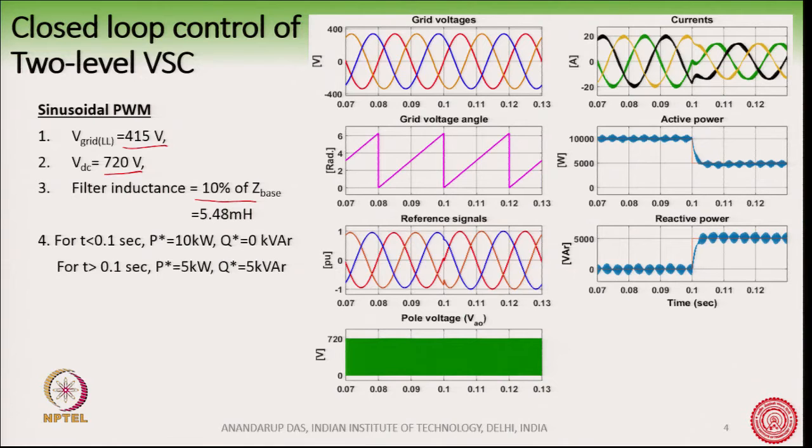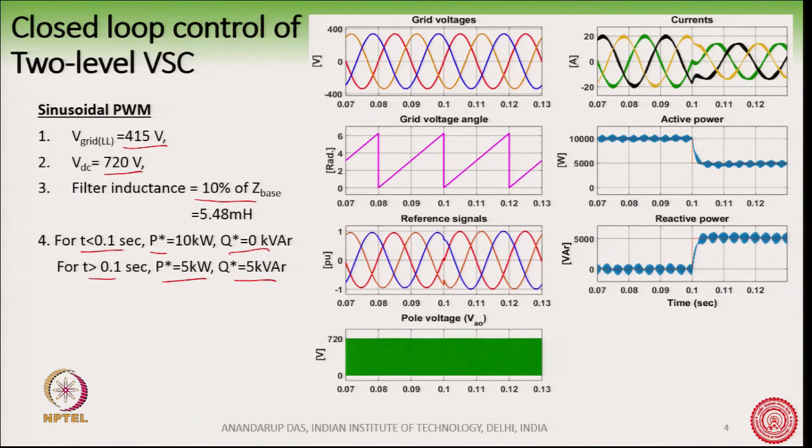Okay. So, this simulation is done with the condition that for t less than 0.1 second, the P star is given as 10 kilowatt and Q star is 0. So, the VSC is supplying entirely 10 kilowatt of active power into the grid, but after t equal to 0.1 second, the P star and Q star become such two values.